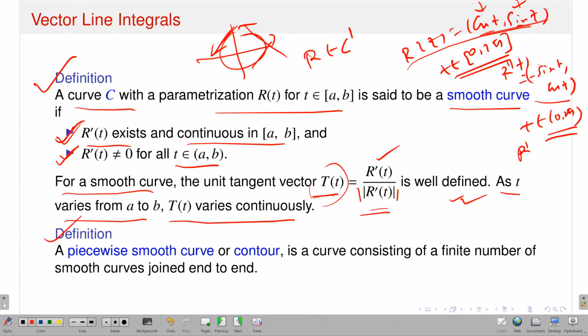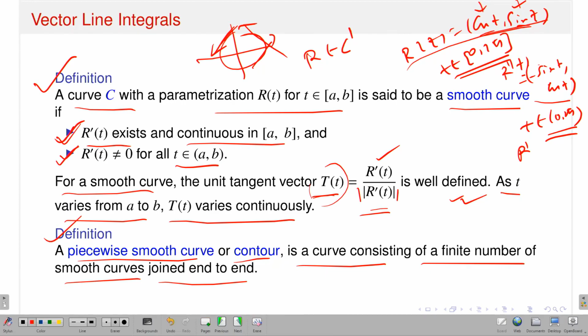Okay. So there is another definition that is called a contour. It says a piecewise smooth curve. So what is a piecewise smooth curve? That means it is not fully smooth, but it is a finite union of smooth curves. That means I can lose smoothness at finitely many points. So a piecewise smooth curve, or sometimes called a contour, is a curve consisting of a finite number of smooth curves joined end to end. That means if I have smooth curves C1, C2, up to Cn, the end point of C1 should be the initial point of C2, the end point of C2 is the initial point of C3, and so on and so forth. If that is the case, then this is a piecewise smooth curve or contour.